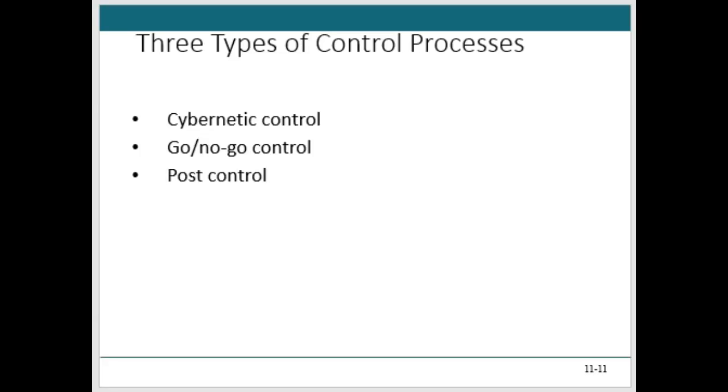So I'm going to try to normalize my data, level it out. And I'm going to use phase gates. At the end of each phase, I'm going to check my data: financial, schedule, cost, quality, risk, etc. And I'm going to do a go, no-go. I'm going to make a decision. How am I doing? So anyhow, there are three basic types of control mechanisms that the book talks about: cybernetic control, go/no-go control, and post control. And we'll pick those up next.